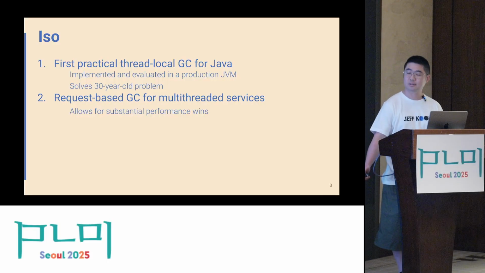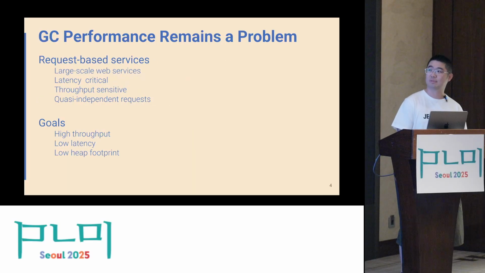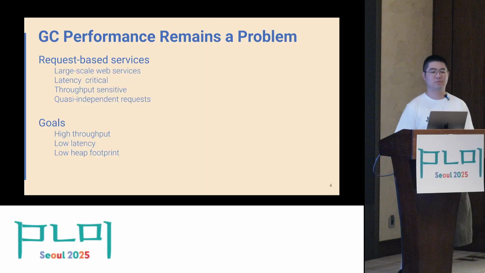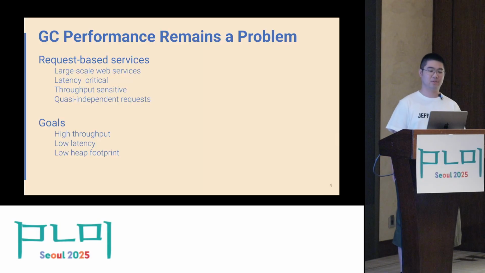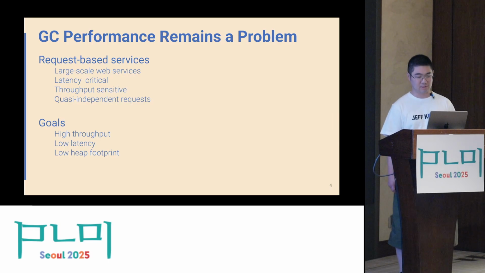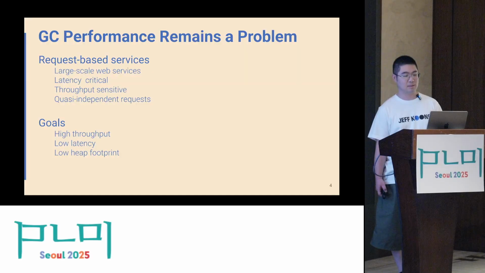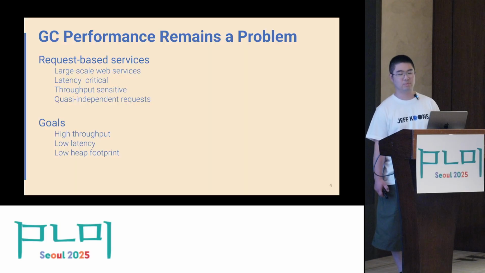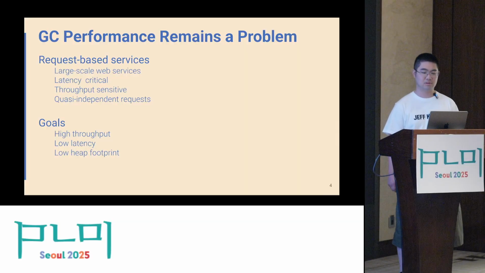So before getting down to the details, let's look at the motivation behind this work. Why did we develop ISO? Well, GC performance remains a problem, especially for large-scale request-based web services. Those services are often latency critical and throughput sensitive. And most importantly, some of them have quasi-independent requests, which can be utilized. What we want here is a collector that has high throughput, low latency, and low heap footprint. So how should we do that?